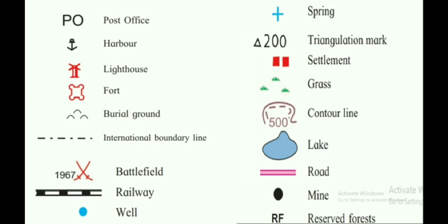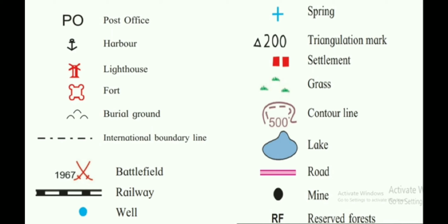Now here lots of signs and symbols are given. We have to read which sign and symbol are for which things. So first is PO, meaning what? Post office. You can see the geometrical signs here. It is showing geometrical shapes and letters, and some symbols are shown by small drawings. First is PO, post office. Second is showing harbor. Third is showing lighthouse.